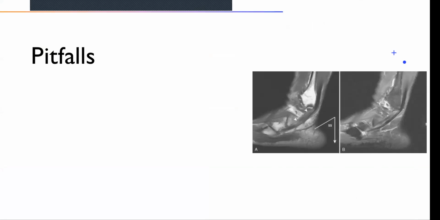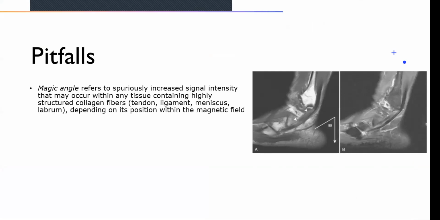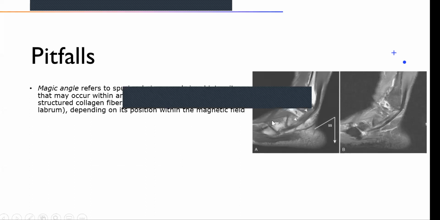So we have some pitfalls during MRI examination. Regarding the ankle joint, this is called the magic angle. It refers to an increased signal intensity that may occur in any tissue containing high structural collagen fiber. You know that the collagen fiber, tendon, ligament, meniscus, labrum, all are dark, but you can see, at the arrow, although the picture is very small, there is some higher signal intensity in the posterior tibial tendon. So it depends on the position relative to the magnetic field.